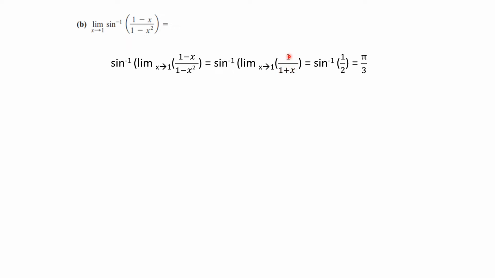And how did we get 1 plus x? We factor 1 minus x squared. So it will factor to 1 minus x multiplied by 1 plus x. 1 minus x cancels 1 minus x, and we'll have 1 in the numerator, and the denominator will be 1 plus x. Now we have to apply the limit, and we replace every x by 1, so that will be 1 divided by 2. So we'll have the arc sine of half, but arc sine of half is equal to pi over 3.